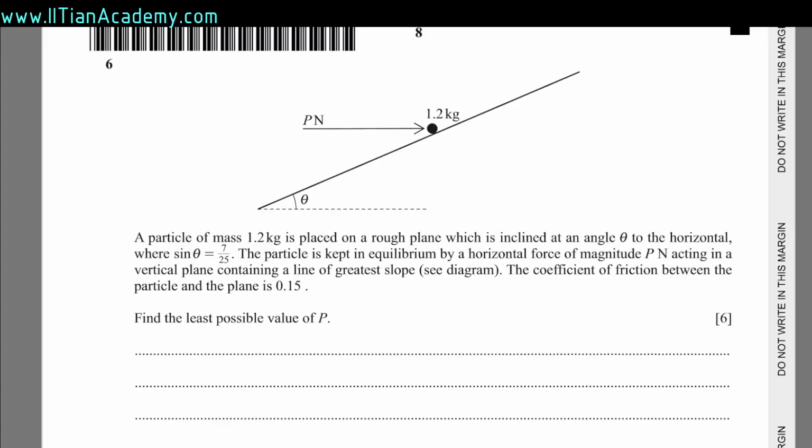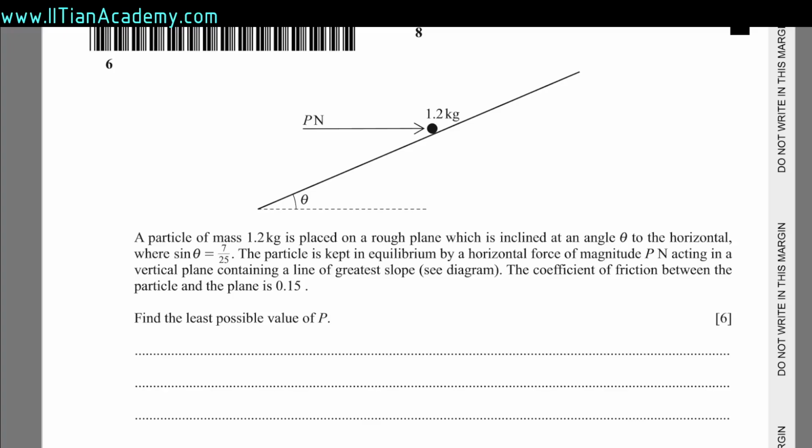So in question 6, we're given a particle of unknown mass. We're told it's placed in a rough plane at angle theta to the horizontal. We're given the sine of this angle. We're told that it's kept in equilibrium with this force P, and we're told the coefficient of friction between the plane and the ball. We need to find the least possible value of P, so just the value of P that will keep this ball at rest.